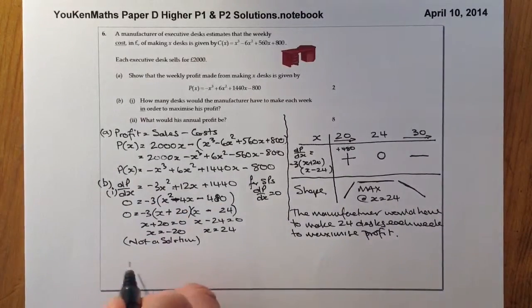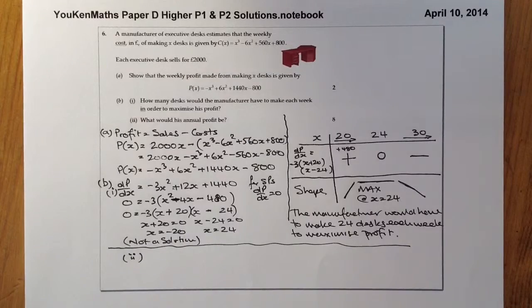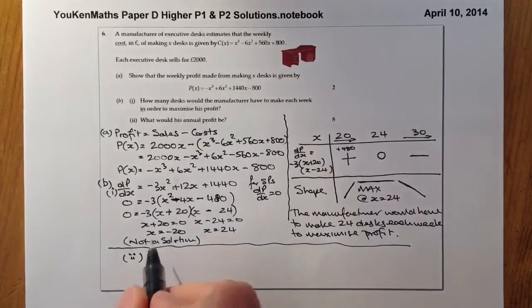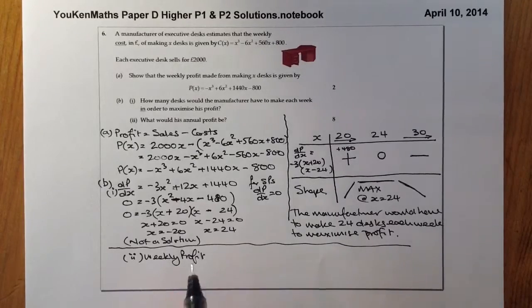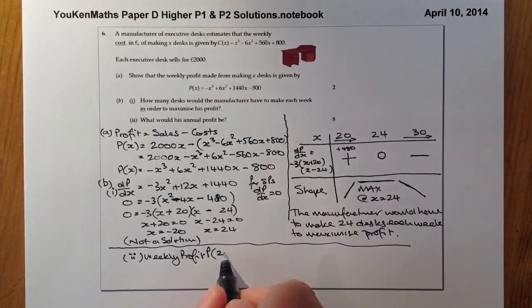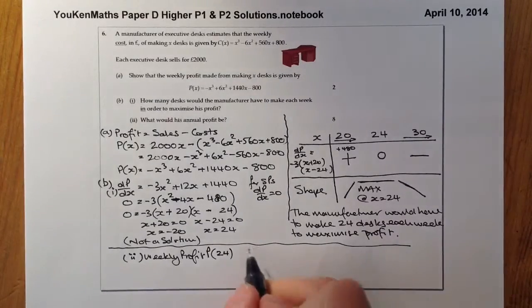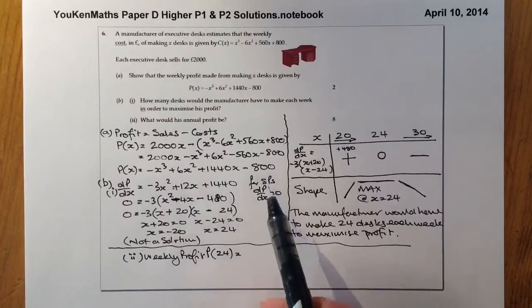Let's look at B part 2. Right, what we've got for part 2, we're going to work out the annual profit. Okay, so first of all what I'm going to do is I'm going to work out the weekly profit. And what I'm going to use is I'm going to work out what the profit is when we have x as 24. And all I'm going to be doing here is to substitute that into the equation that I've got up here for the profit.